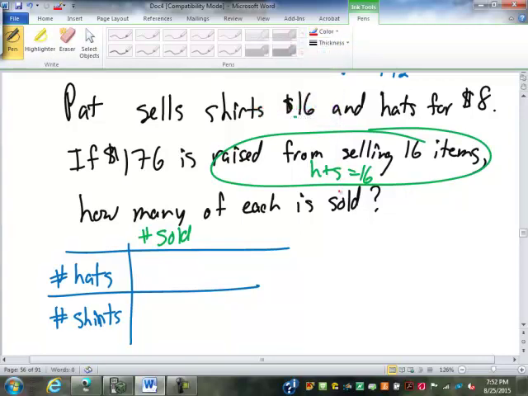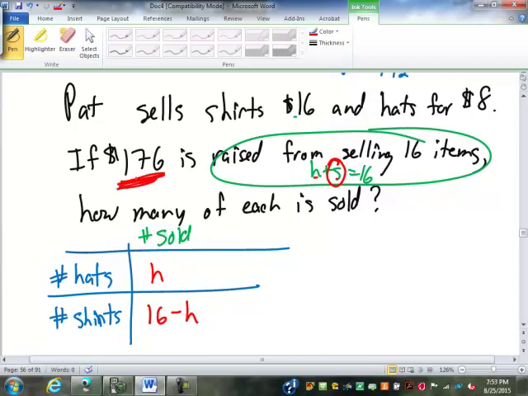But that would give us 2 variables, and we can't work with 2 variables. So let's do this. Let's let H be the number of hats sold. How many shirts would be sold then? Perfect. If I wanted to solve this for S, I would subtract H. So the number of shirts sold is 16 minus however many hats are sold.